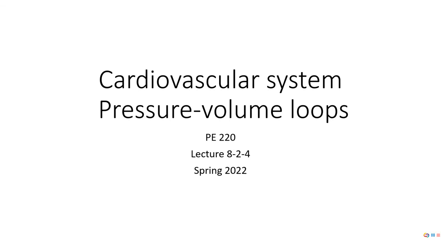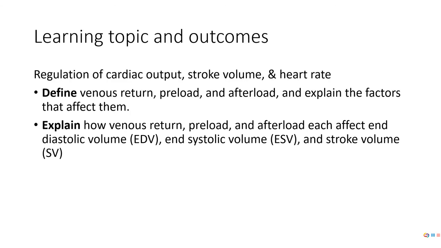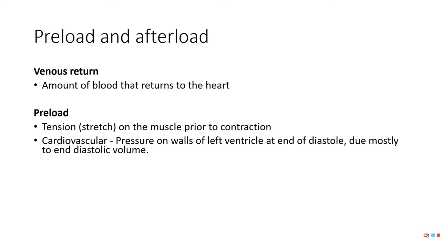So the last video of week 8, we're going to talk about pressure volume loops. We've got two objectives for today, one of which is partly review. We've got preload, afterload, and venous return. Venous return is just the amount or the rate at which blood returns back to your heart. Preload is the pressure that's in your heart prior to contraction, and this is caused by end diastolic volume, right?